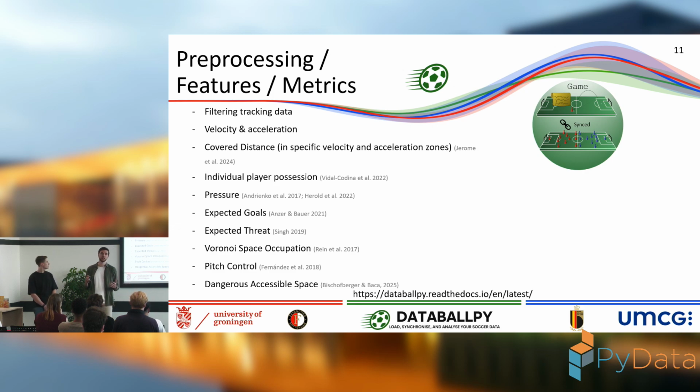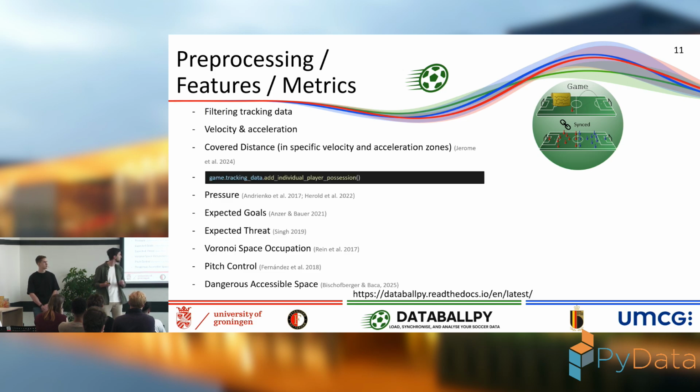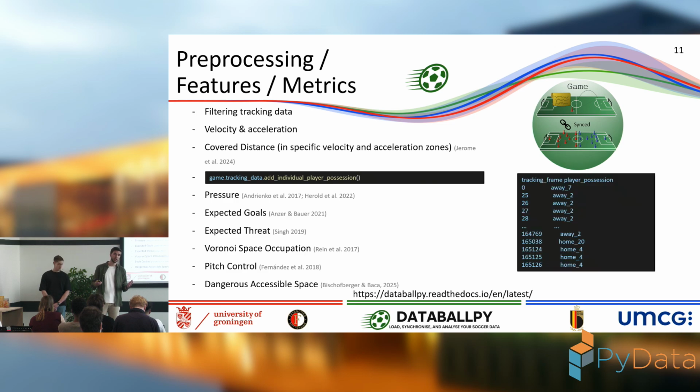But I will explain a little bit more about what we always want for the features and metrics that we have inside DataBallPy. And the first thing is, it should be really easy to use. So similar as I showed you earlier, but in this case, if you want to compute individual player possession on a frame-by-frame basis, the only thing you have to do is game.trackingData.add individual player possession. Now this is really easy to use. It's efficiently created, so you can use it. And again, it will create a mapping between the tracking data frames and which player has possession at that frame.